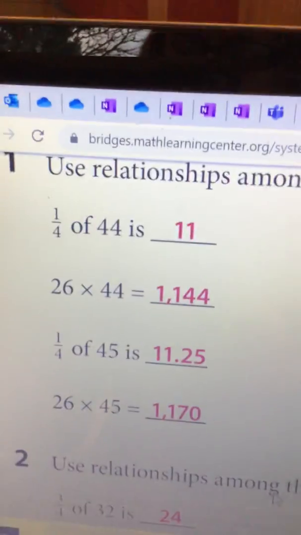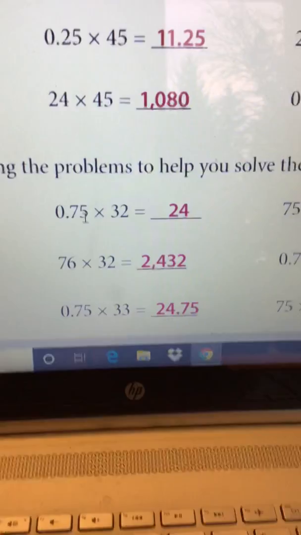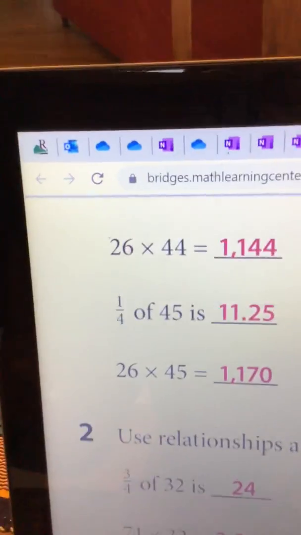Now that we know these things about this line up here of 1/4 of 44, I want you all to go down to the number 2 and start thinking about, without showing you the answer, 3/4 of 32.